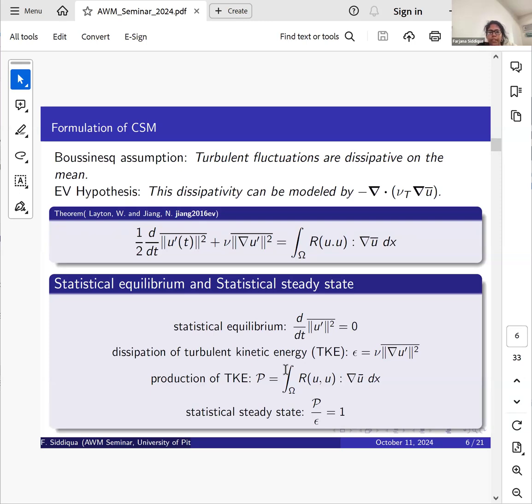Next, before we do the next formulation, we need to know these two basic things that were already established. I think a paper written by Dr. Layton with his former students, where under this Boussinesq assumption, turbulent fluctuations are dissipative on the mean, and this eddy viscosity hypothesis, that dissipativity can be modeled by this term. So we already know these assumptions. Using these two assumptions, and I have cited Dr. Layton and Lanjiang here, they have proved this theorem. Now, if you consider d/dt of U, this term, to be 0, we call it statistical equilibrium. But if you set this to 0, you are not getting a non-statistical situation like what's happening there.